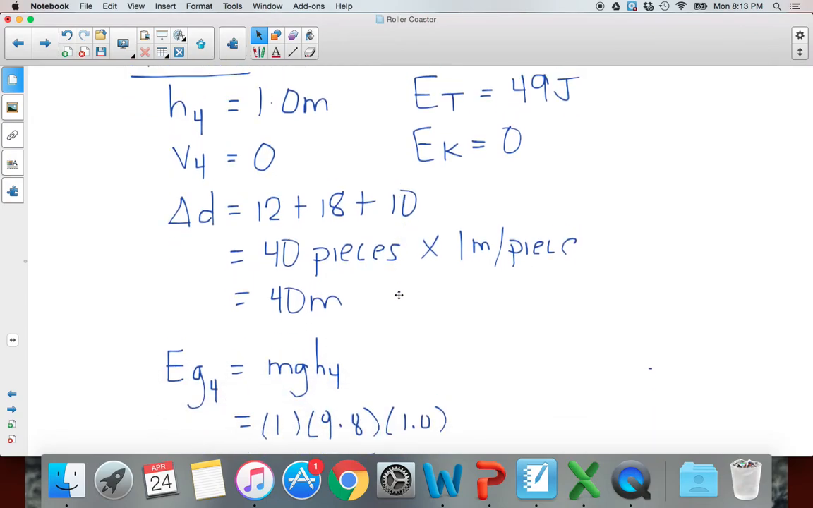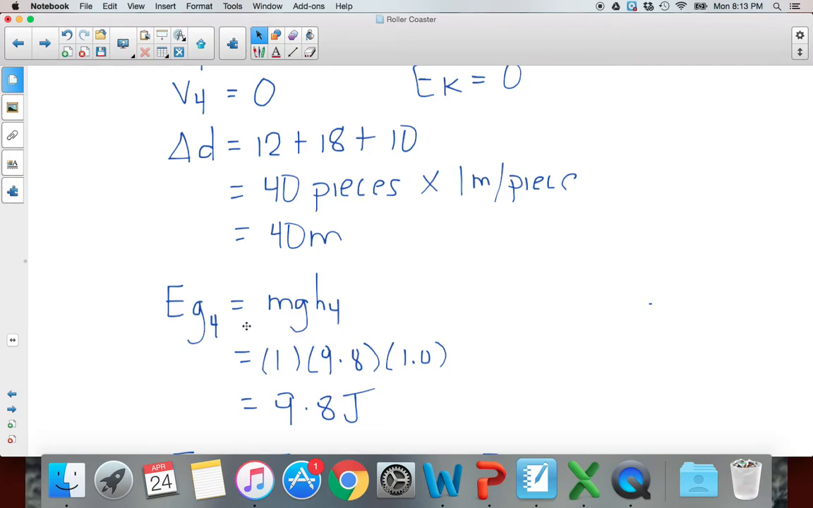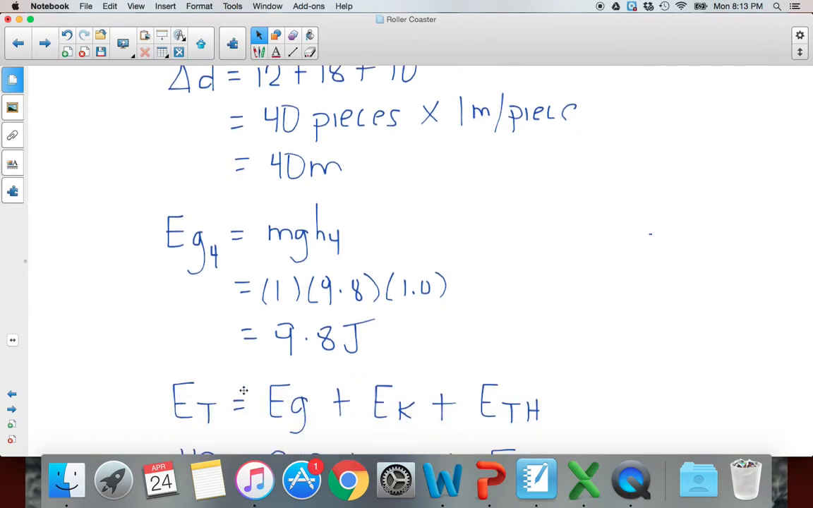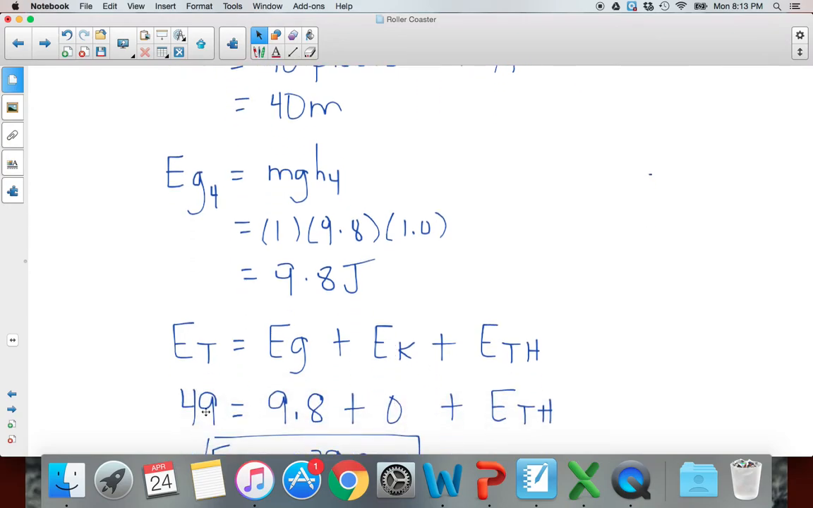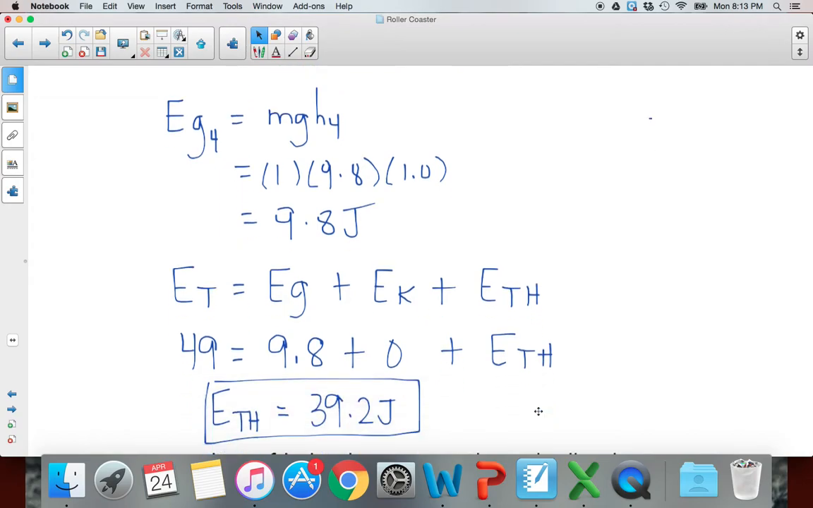So we'll start with EG. So every time you do a point, the easiest thing to start with is solving for the gravitational energy, because it's just mgh. Okay, so that's easy. And then you can remember this equation, that the total energy is just the sum of all the different types. We know that in this case that EK is 0. So that means 49 is our total. There's our EG. There's the 0 for EK. That's going to let us solve for E thermal. So we can figure out that over the course of our coaster, of our 49 joules that went in, 39 joules ends up being lost to friction.